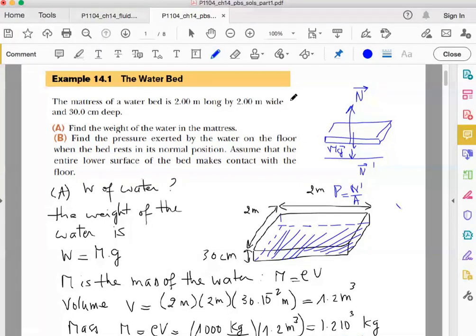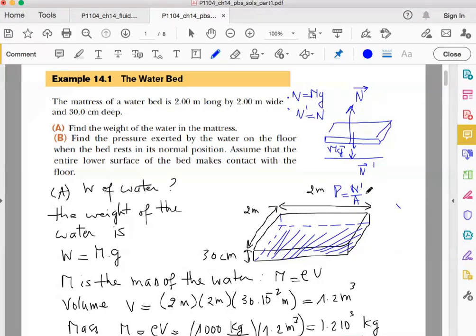Well, first of all, the matrix is at rest, so n is equal to m times g. That's the first point. The second point, n and n prime make an action-reaction pair. Why? Because we have two objects, the matrix and the surface. The matrix is exerting a force n prime on the surface and the surface is exerting a force n on the matrix. So n and n prime are equal in magnitude. So n is equal to n prime.